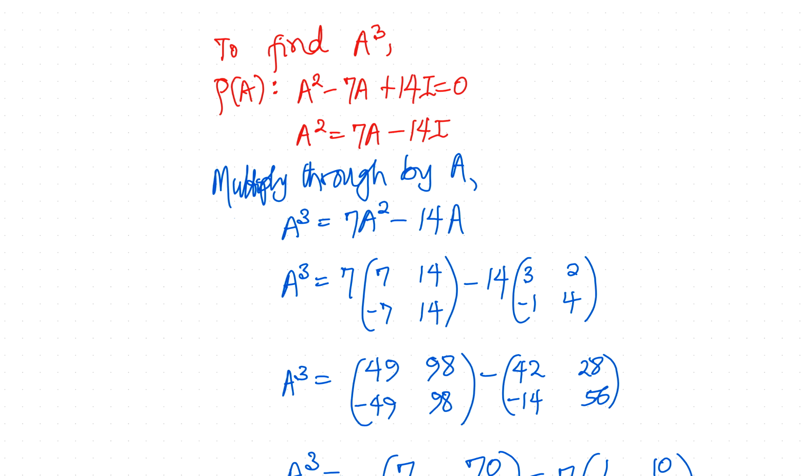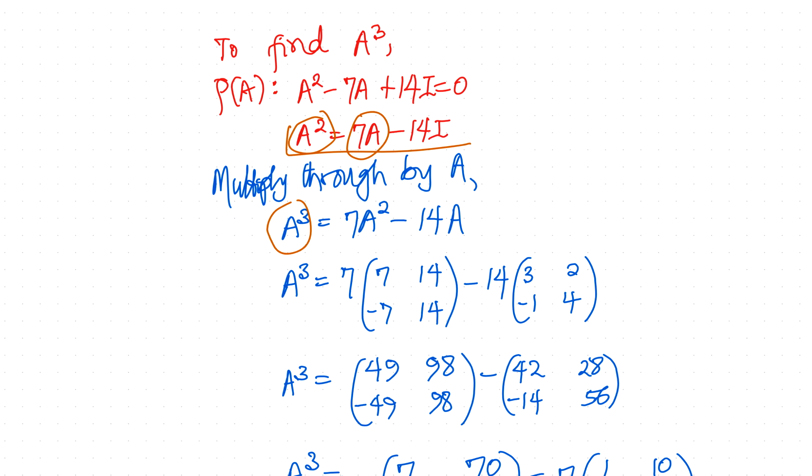And after making A squared the subject of formula, all you just need to do is to multiply through by A. If you multiply through by A, so you have A squared times A, that's A cube. 7A times A, 7A squared. 14I times A is 14A. 14I is like 14 times 1, so it's more like just 14 multiplied by A. So you have 14A.